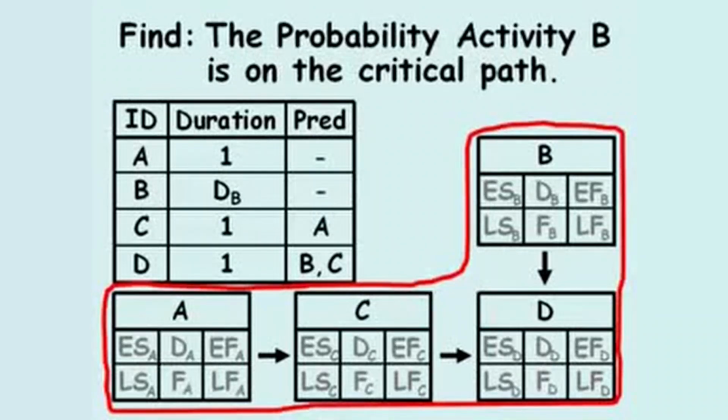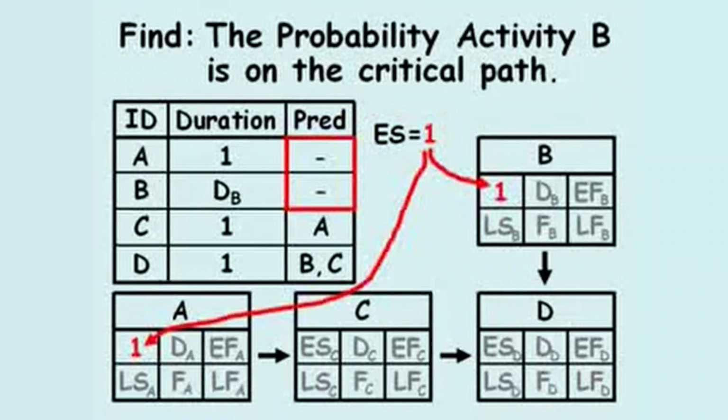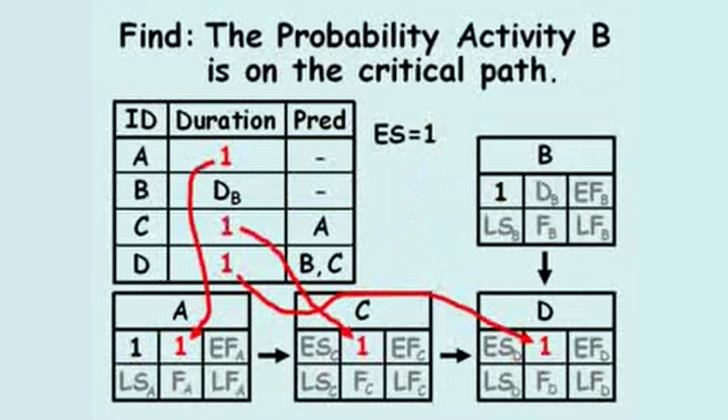Since the early start of the entire project equals 1, we can plug this value into the early start for all activities which have no predecessor activities. Next, we'll add the durations for activities A, C, and D.